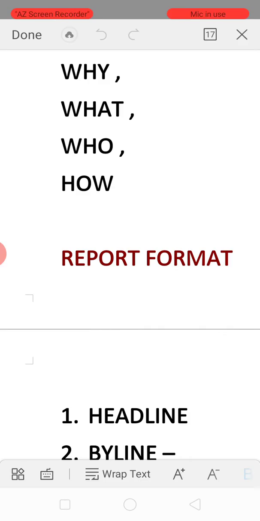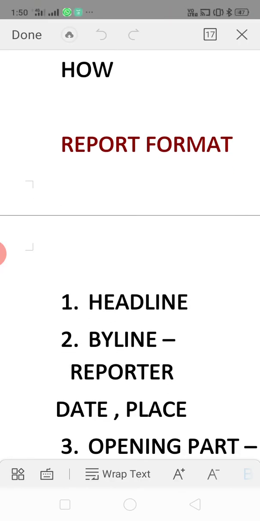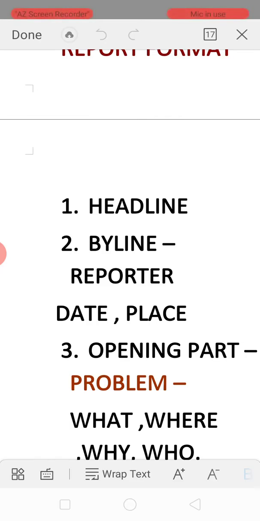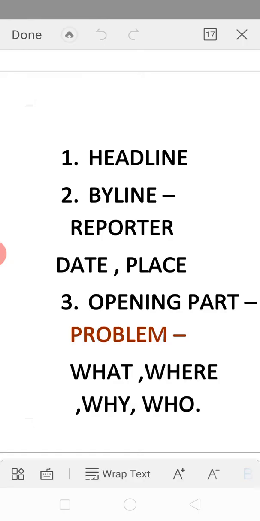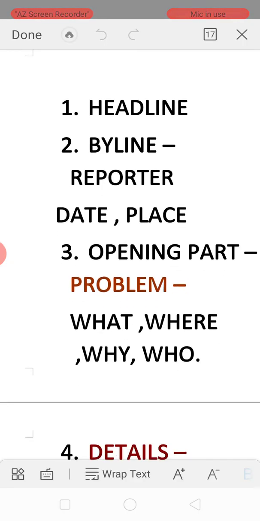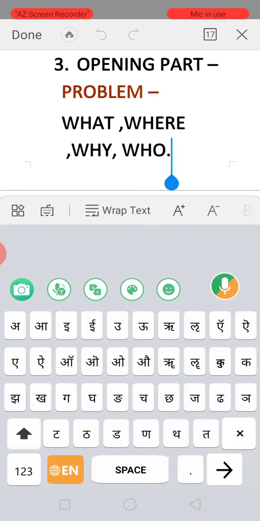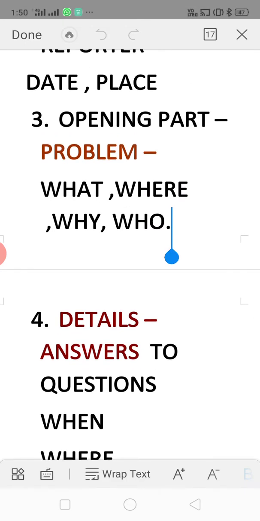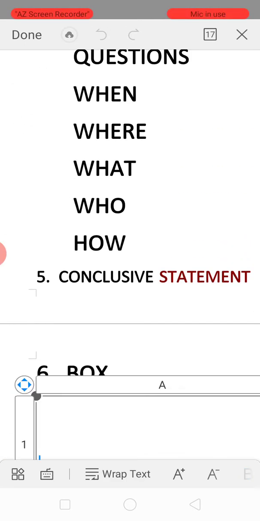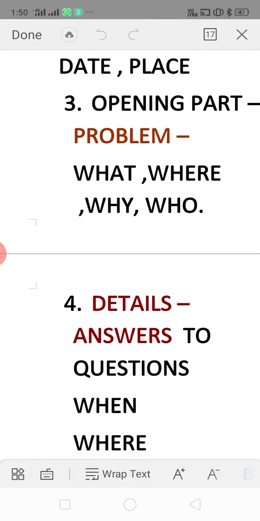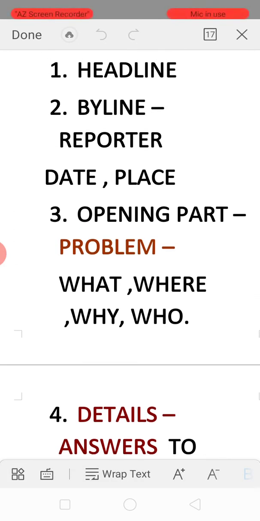And coming now to the format of a report writing. The first is the headline. Headline means you have to write the subject, what you are going to write a report on, whether it's an earthquake or an accident or a blood donation camp or whatever. That is the headline. Then the byline. Byline means who is writing it. Byline, who is writing the report? The reporter writes the byline. And the date. First the date and the place. The reporter, date and the place.